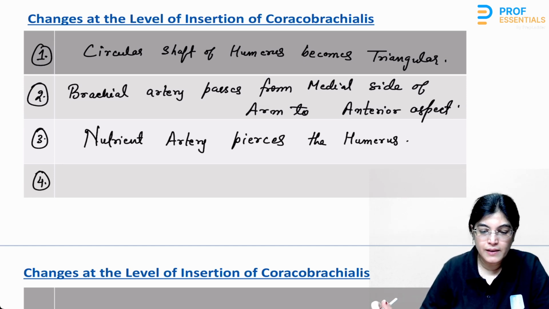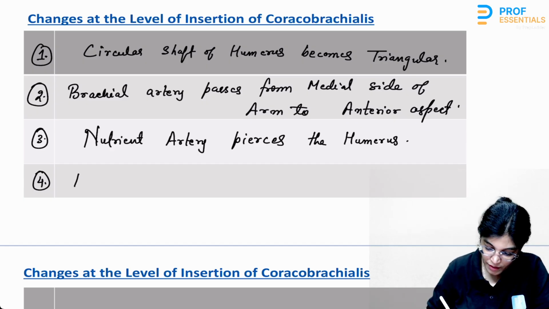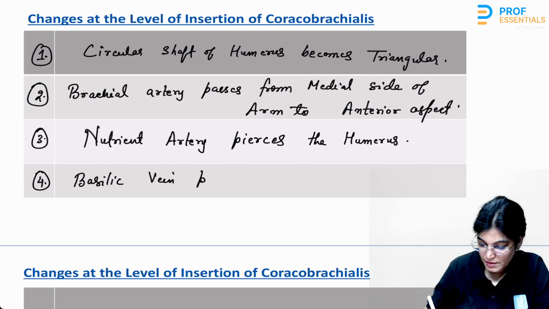Coming to the next point, number 4. Other than that, there is also a vein on the medial side called the basilic vein, which pierces the deep fascia. Basilic vein pierces the deep fascia.